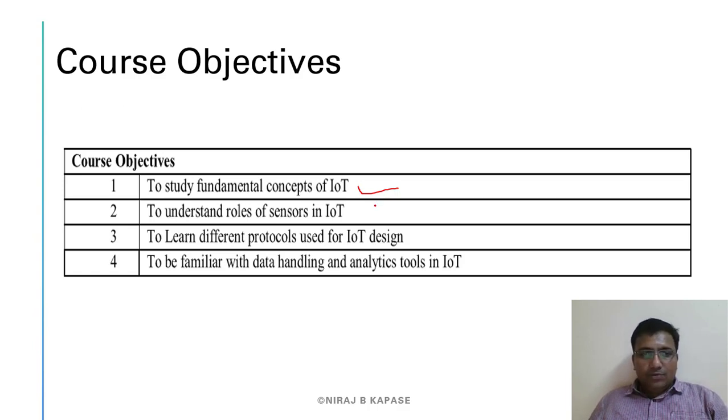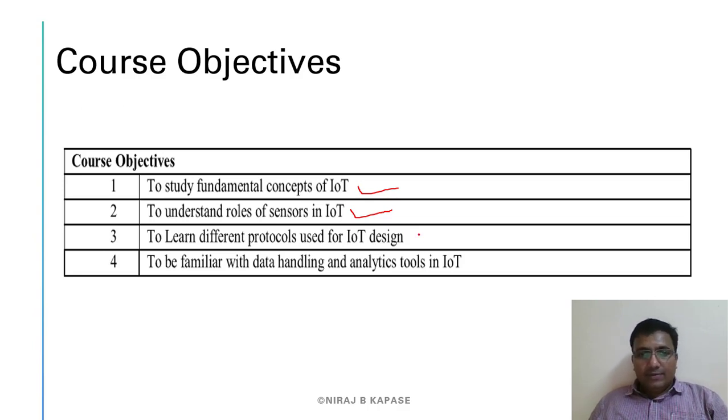The second objective of this course is to understand the role of sensors in IoT. How are sensors to be used? What do you mean by a sensor? A sensor is actually a transducer. So what do you mean by a transducer? What are the different types of transducers? What are the different sensors available in the market? This you are going to study in the second objective, to understand the role of sensors in IoT.